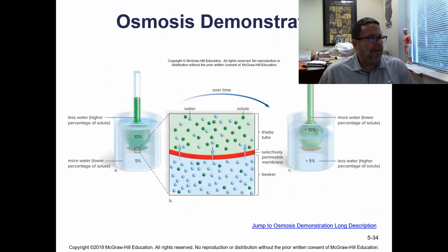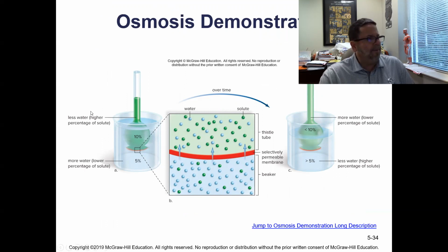Okay, osmosis is diffusion of water. Real simple term there. And here's the thistle tube experiment. And notice anytime you talk about osmosis, you have to have two solutions separated by a phospholipid bilayer, which in this case is that red. So that's a selectively permeable membrane. It could be a piece of intestinal gut or something in this experiment.